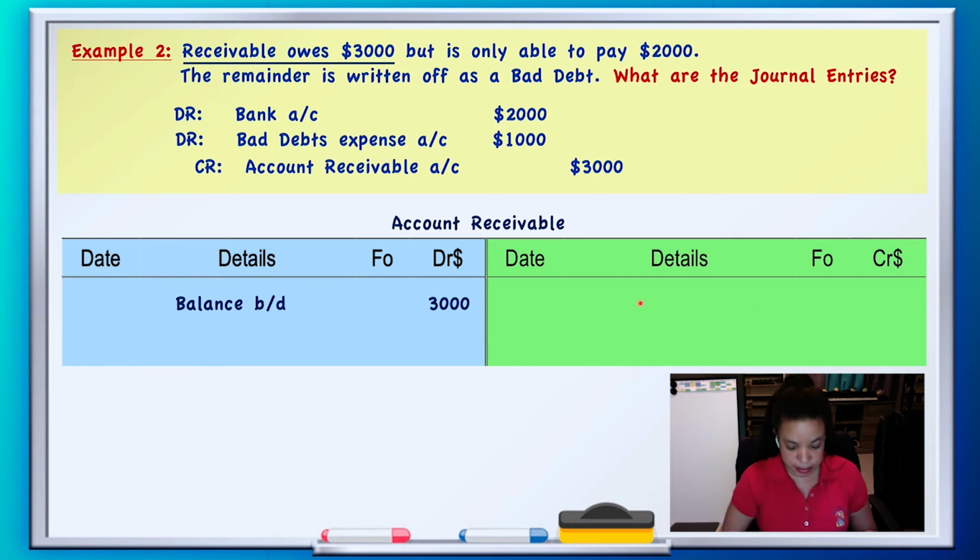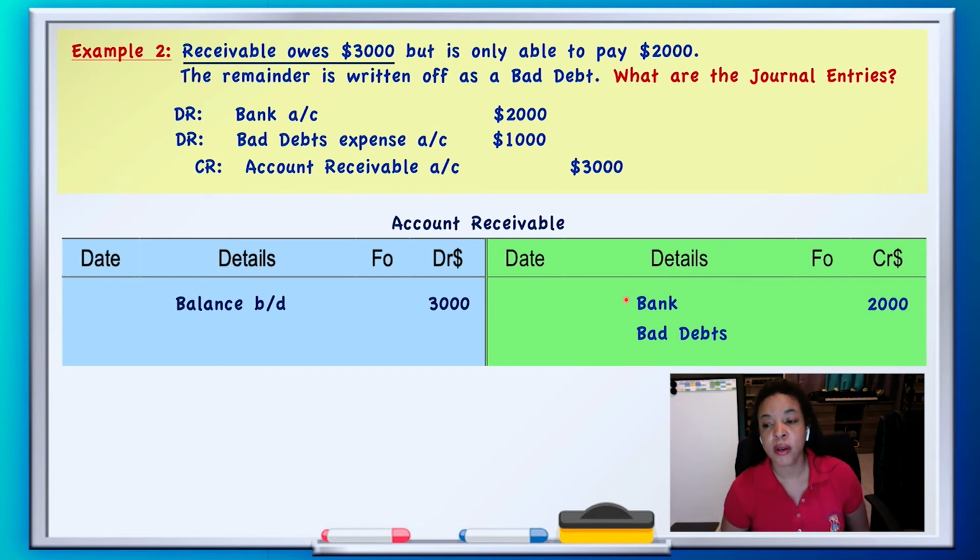So you will put bank, because that's the first detail, and how much did he pay us, or how much did we receive from him? $2,000. And then there's the bad debts, which is the next account that is debited. So bad debts, and how much was the bad debts figure? $1,000. So let's just take some quick time here now to interpret this account.